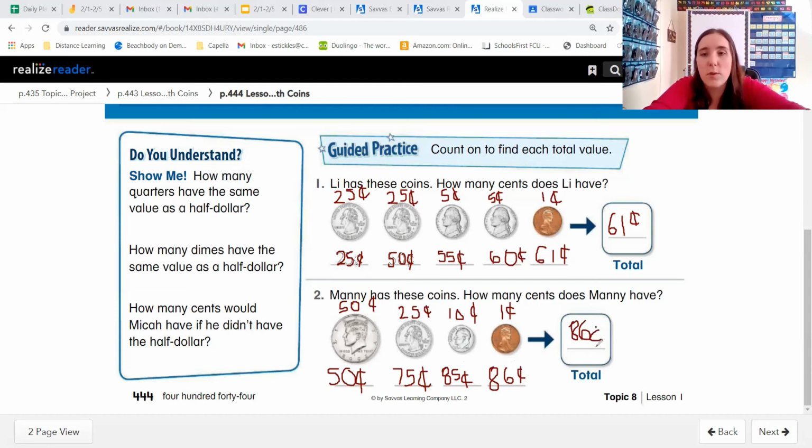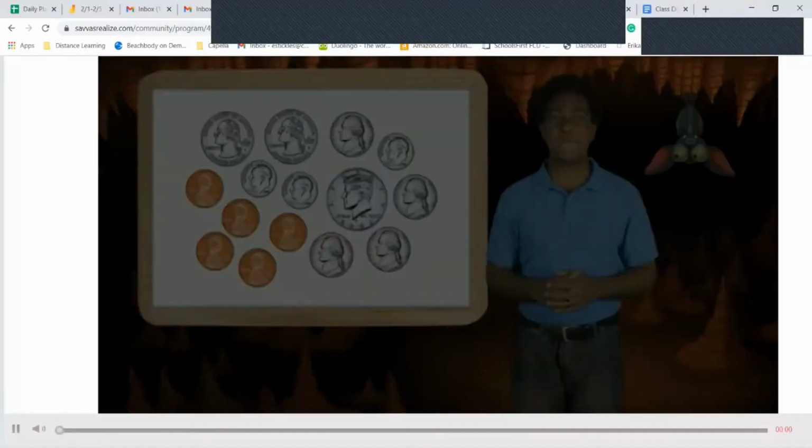Good. And you guys, we will get faster and faster at this. It's just going to take us a little bit of time as we learn our coin values and the names of them, and then we're going to get faster and faster. So let's go watch one more quick video before we do some more practice.